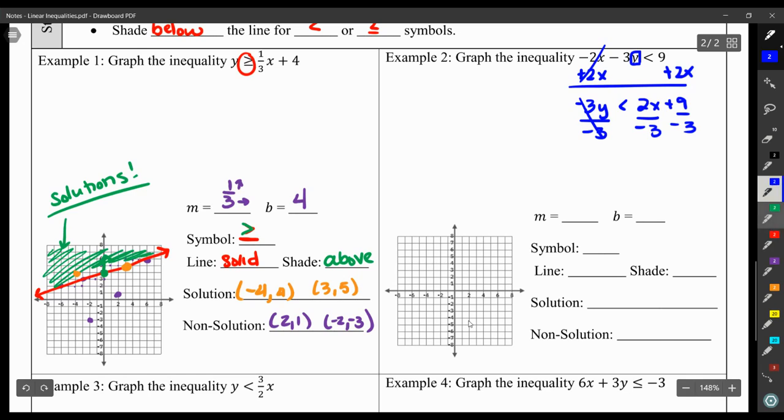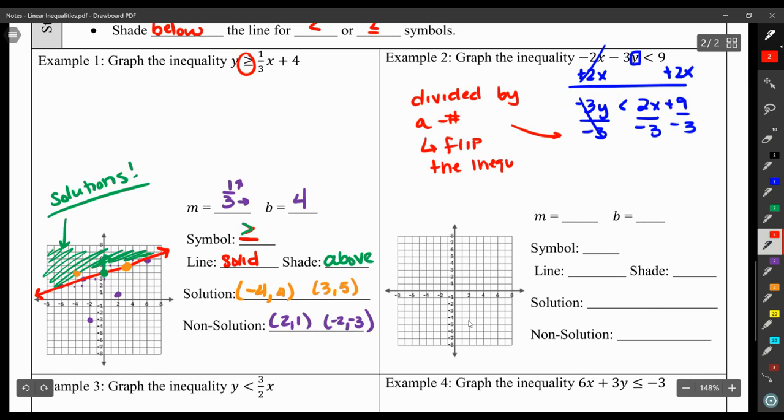And now here's the trick. Because you divided by a negative number, that means you need to flip the inequality symbol. Flip the symbol in the middle. So this symbol here now turns over into a greater than. So this is still a y. And then negatives, we have -2/3x minus 3. So the key is that this inequality symbol flips over because we divided by a negative.